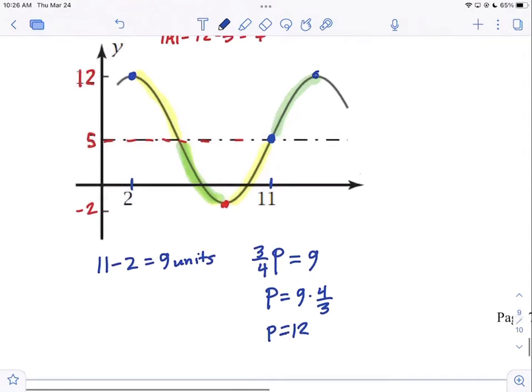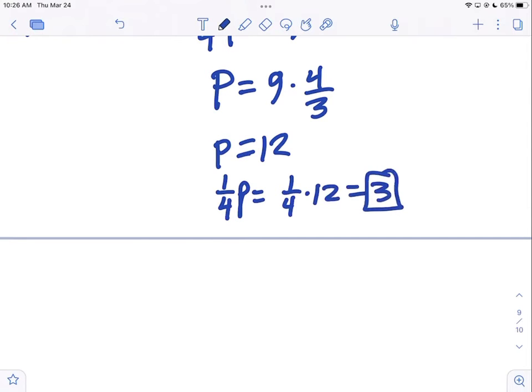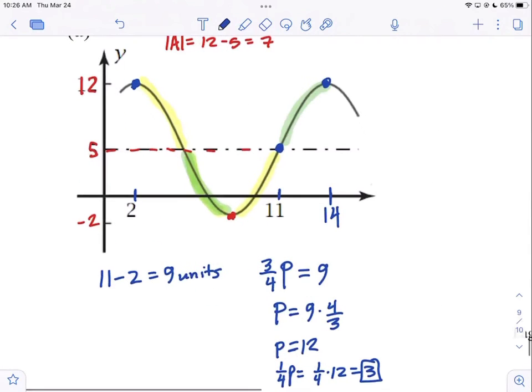So that allows me, if I want, to label this point right here. Do I label that as 12? No, it's 12 units from 2 to the next high point. That would be 14, right? From high point to high point, that's 12. Now, from there, I could figure out what a fourth of the period is. That's a fourth of 12, which is 3. So there you go. That's the magic number. So now I can label this point here, not as 3, but 3 units from 2, which would be 5, and then plus another 3, that would give me 8, and then plus another 3 is 11, then 14.